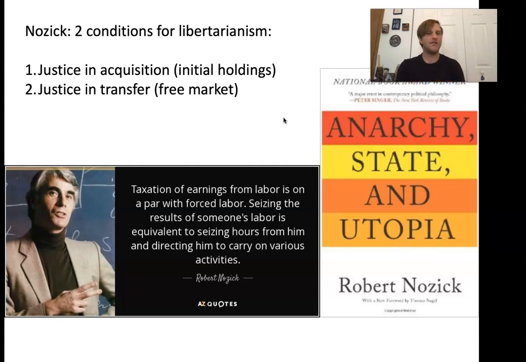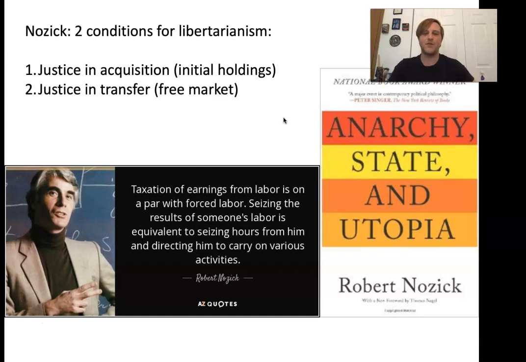Now, Nozick made this famous and rather controversial argument that goes beyond the standard argument in libertarianism about taxation. Taxation is viewed as unjust in libertarianism. You might hear the phrase, taxation is theft. That's a very famous libertarian phrase. Well, Nozick actually went a step farther. He said that taxation of earnings from labor is on par with forced labor.